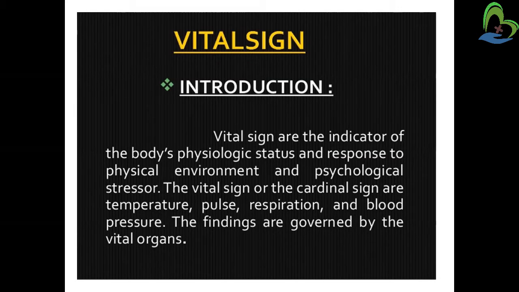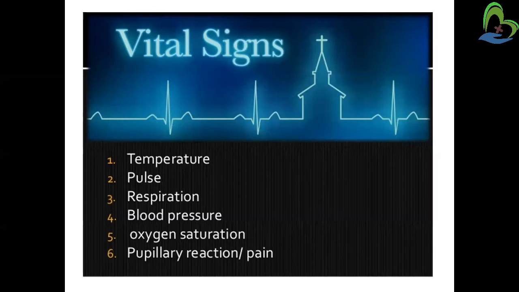Now, the vital signs or the cardinal signs. The vital signs are also known as cardinal signs, and that includes the temperature, pulse, respiration, and blood pressure. So, the findings are governed by the vital organs. Temperature, pulse, respiration, as well as the blood pressure are governed by some of the vital organs in the body. Now, what do the vital signs include? That is temperature, pulse, respiration, blood pressure, oxygen saturation, and pupillary reactions or pain.